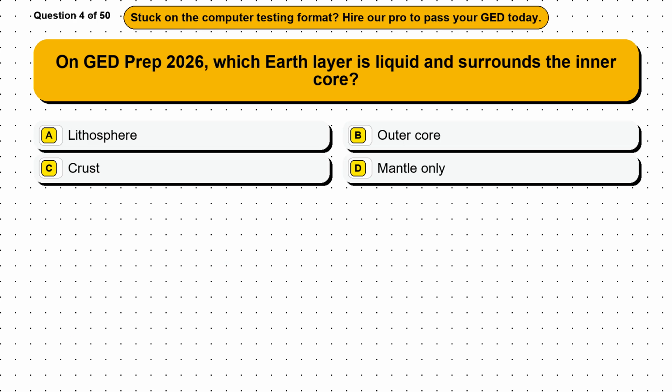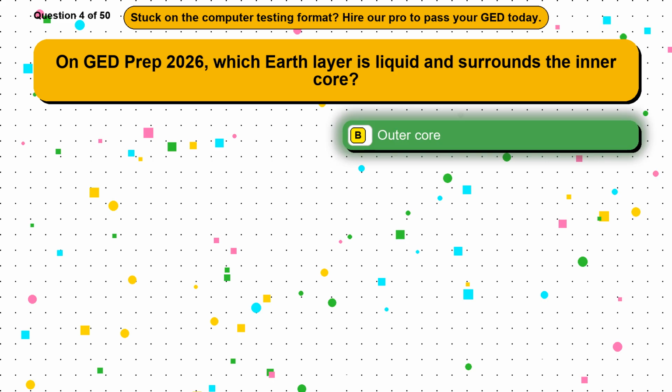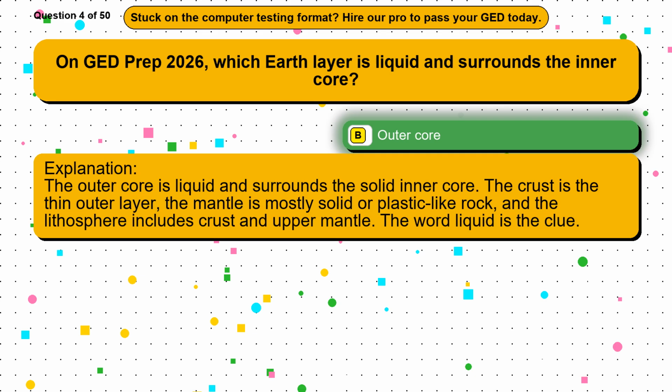Question 4. On GED Prep 2026, which earth layer is liquid and surrounds the inner core? Option A, lithosphere. Option B, outer core. Option C, crust. Option D, mantle only. The correct answer is option B. Outer core. The outer core is liquid and surrounds the solid inner core. The crust is the thin outer layer, the mantle is mostly solid or plastic-like rock, and the lithosphere includes crust and upper mantle. The word liquid is the clue.